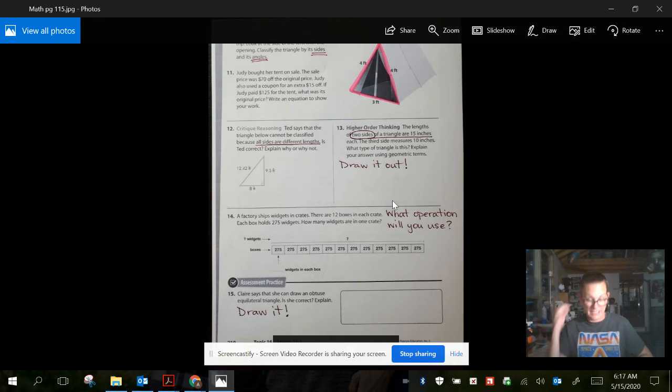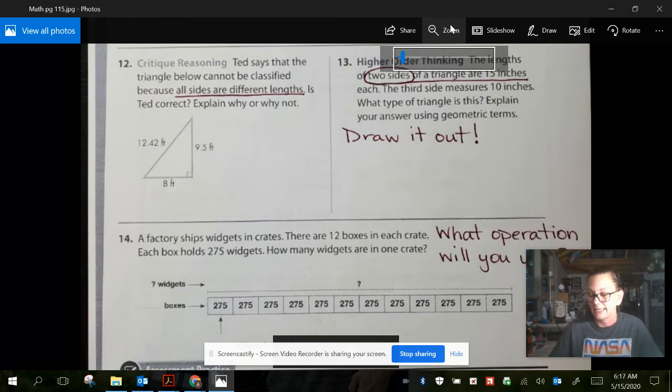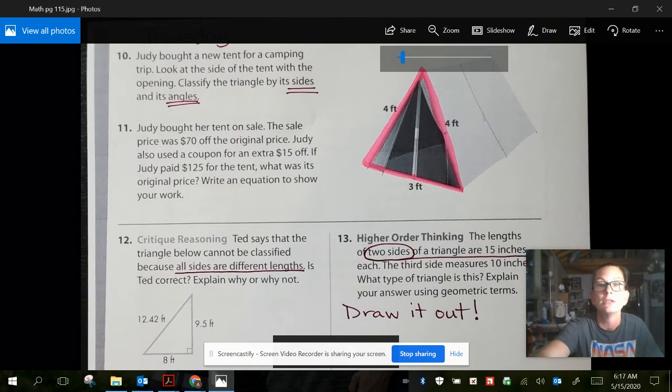Let's go to the next page, 115. Thursday is some problem solving for the second page. Notice I highlighted our triangle that we're talking about in the tent. Remember, you're classifying by sides and by angles. And then this is a regular math problem. It's talking about how much she paid for the tent.